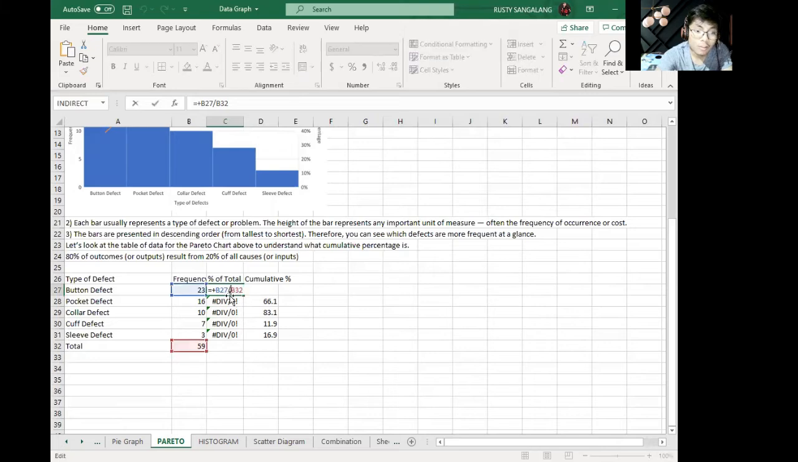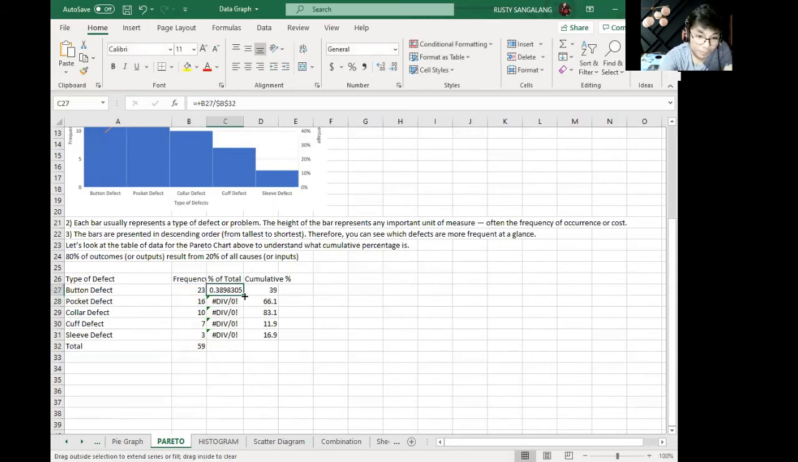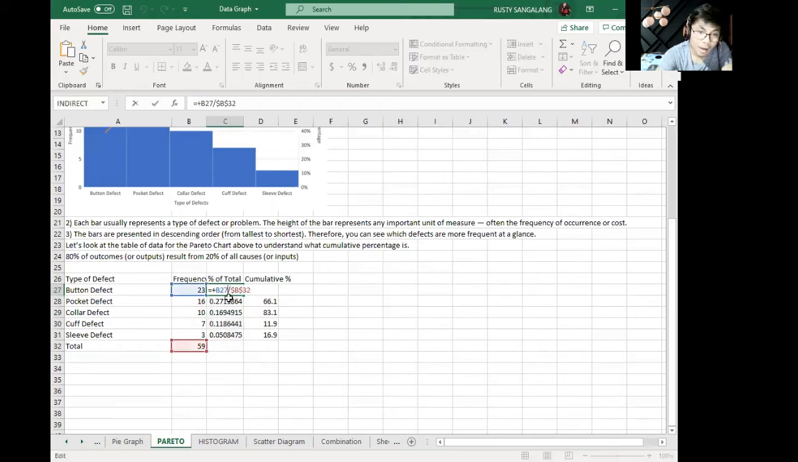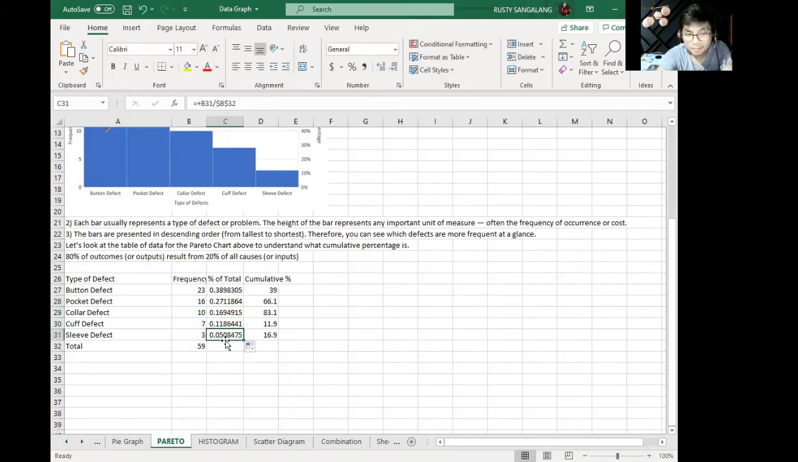So what we're going to do is put a $ sign between the letters of our data na ayaw natin mag-move. And drag. So mapansin natin, yung B27, yung frequency, nagdadrag based sa location niya, but our total ay hindi, kasi nilagyan natin siya ng $ sign. Okay? So what we're going to do is format this data into percentage.